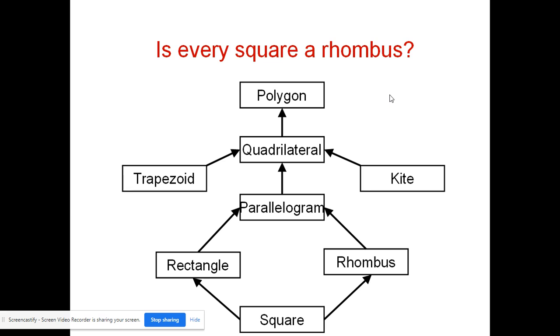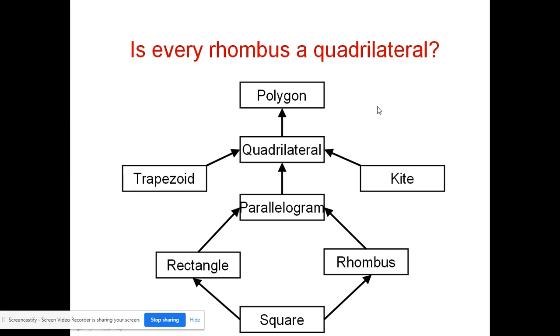Let's try another question. Is every square a rhombus? Look down at your chart, find square. Square points right up to rhombus. Can you have a square that's not a rhombus? Rhombus, like I said, has four equal sides. Every square, you can't draw a square that does not have four equal sides. If you did, it wouldn't be a square. So the arrow points from square to rhombus, so a square is always a rhombus.